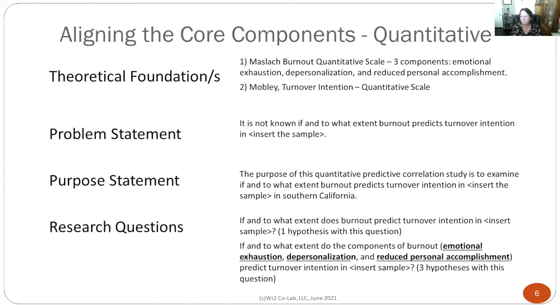Again, we're using the Maslach burnout quantitative scale. We already know it's got 3 components, right? And we're going to use Mobley's turnover intention. So we're adding a new problem statement. Problem statement is, okay, now hopefully you'll be able to see it here. It is not known if and to what extent.